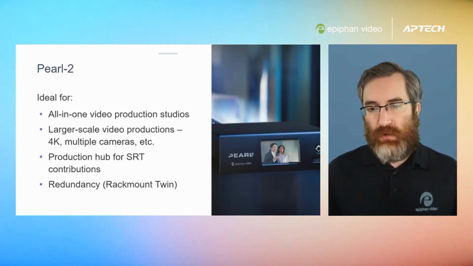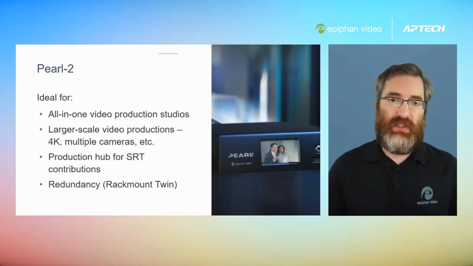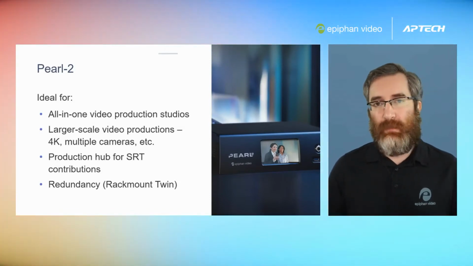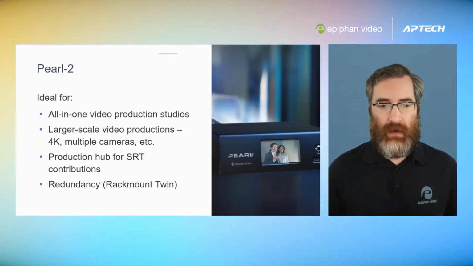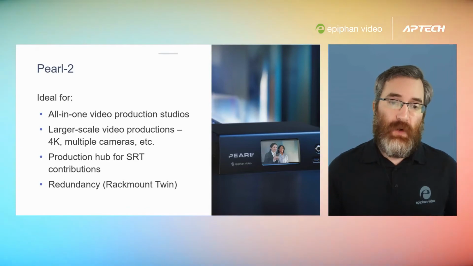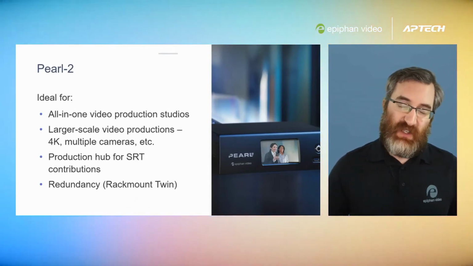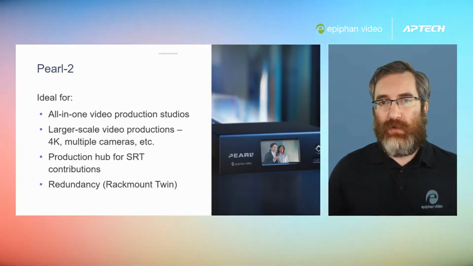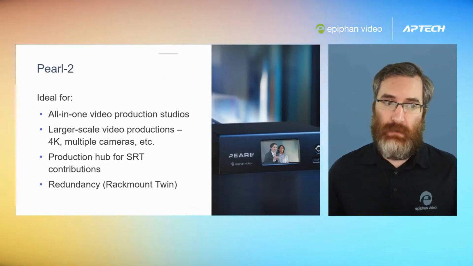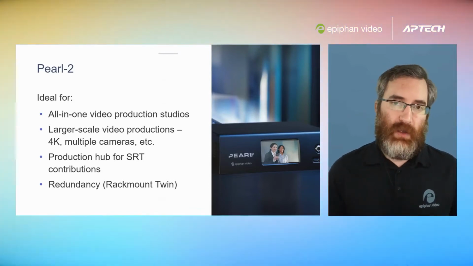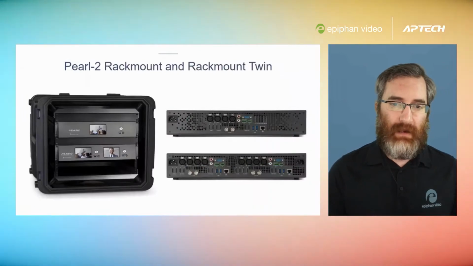And then with the Pearl 2, we actually have rack mount versions of it, including the rack mount twin, and I'll show you a picture of that in a moment. The rack mount twin gives us some options in terms of saving rack space and offering the ability for some level of redundancy with a hot standby without occupying excessive space in the rack.